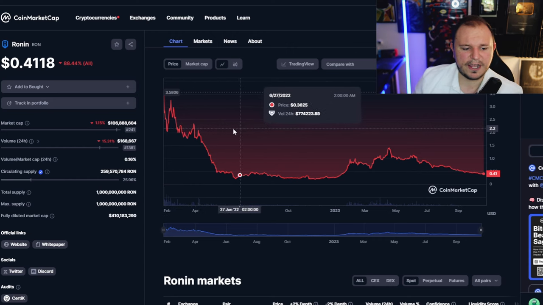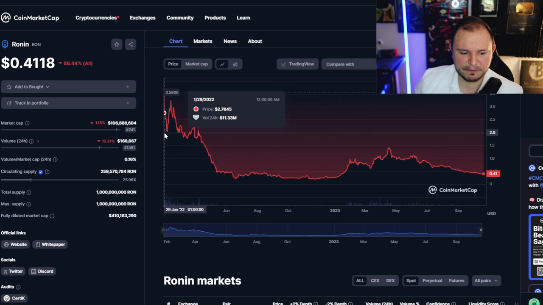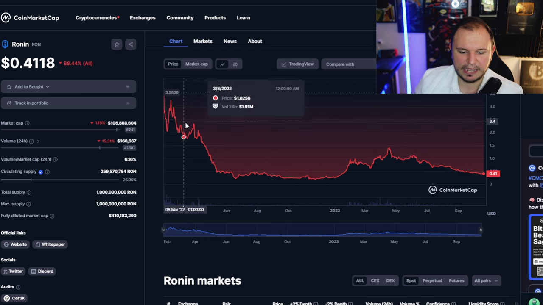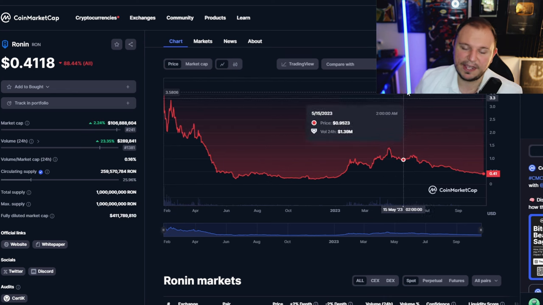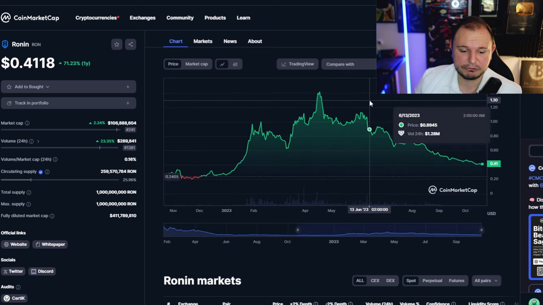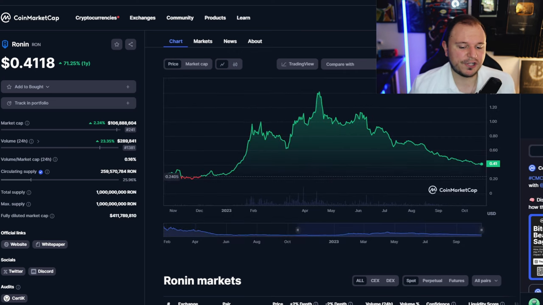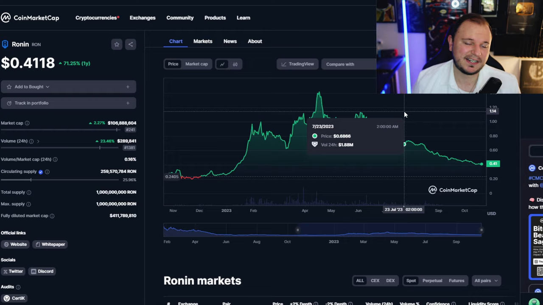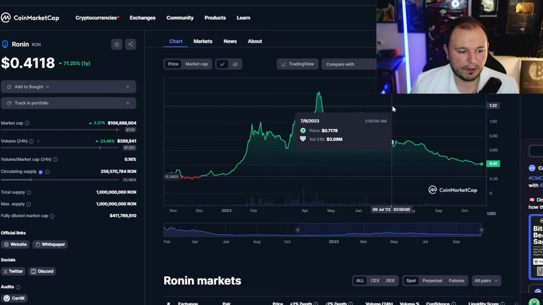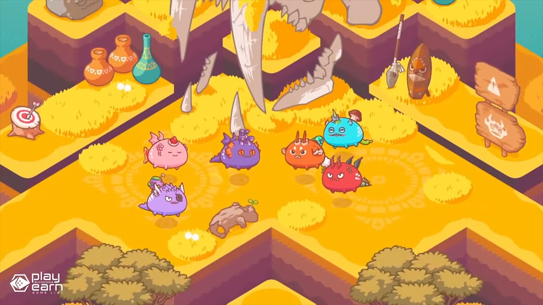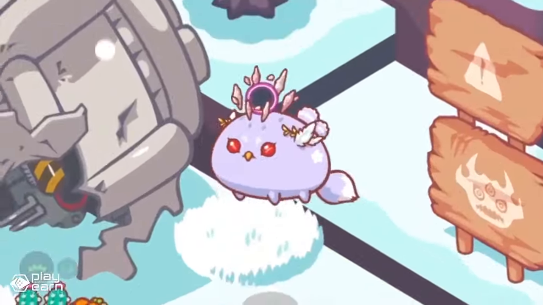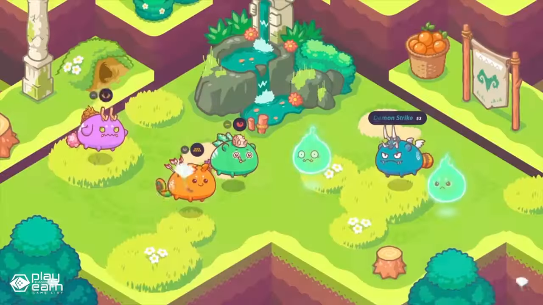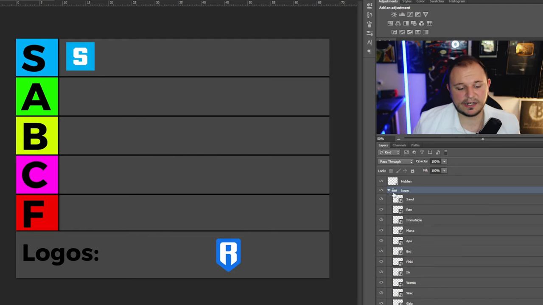RON started in January of 2022, and from there they have been constantly going down, almost constantly going down, so they have started in the bear market, to be fair. So it's a little bit difficult to judge price action when the coin hasn't even gone through a proper bull market yet. So with games like Pixels, which I have mentioned in one of my previous videos, as well as Axie Infinity, which uses Ronin as its Ethereum sidechain, I do believe it has a lot of room to grow, a lot of room to shine.